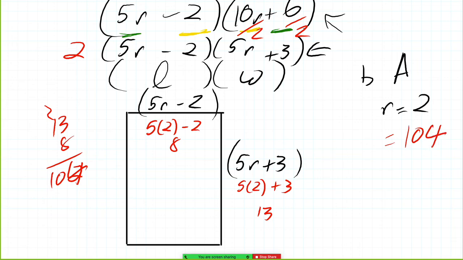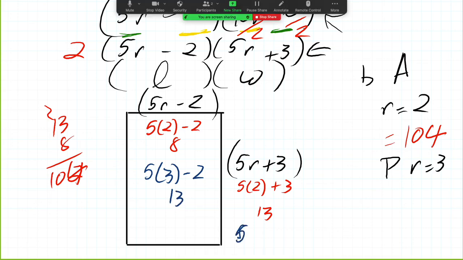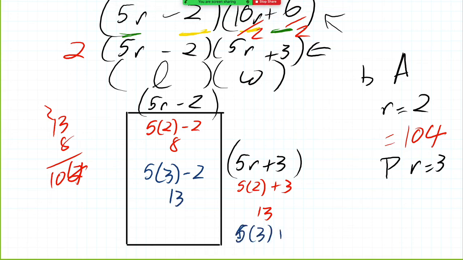Okay. The other question said, what is the perimeter if R is equal to 3? So a little bit different. In this case, we'd have 5 times 3 minus 2. That's 15 minus 2, which is 13. And this is 5 times 3 plus 3, so 15 plus 3 is 18.